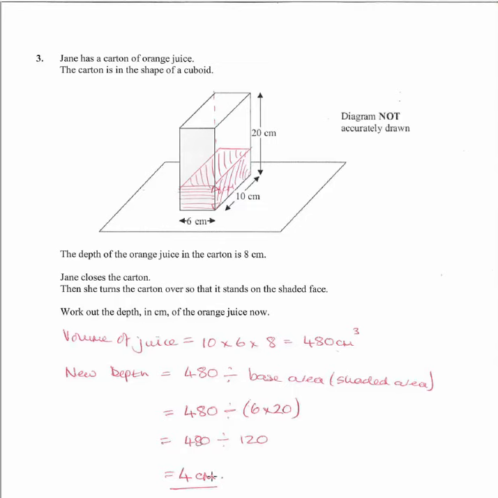Or another way of saying it is before it was 6 by 10 and now the base is going to be 6 by 20. Well, if the area is twice as big, why? Because instead of 6 times 10 it's 6 by 20. That makes the area twice as big. So if the area is twice as big and the volume is the same, the height must be half of what it used to be, and half of 8 is 4. So there's two ways of doing it.